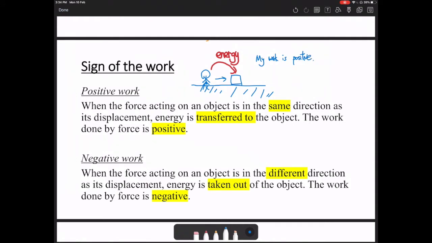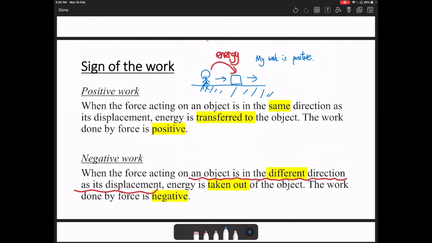How about the negative work? When the force acting on an object is in a different direction as its displacement, energy is taken out of the object. The work done by this force is negative. Okay, so it's peculiar, right? It says the force is in a different direction as its displacement. How could it be possible? Let's go back to our example. Suppose I push this box and this box moves, however, I only push the box at the first second. Then the box should keep moving, right?